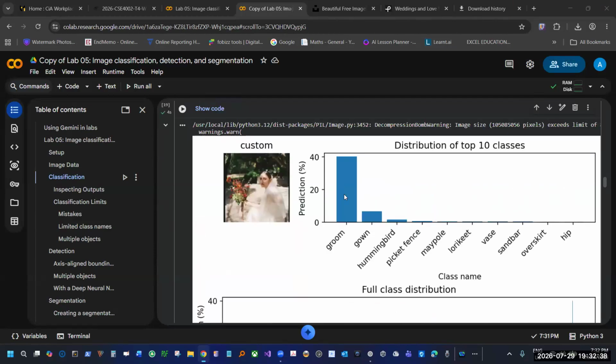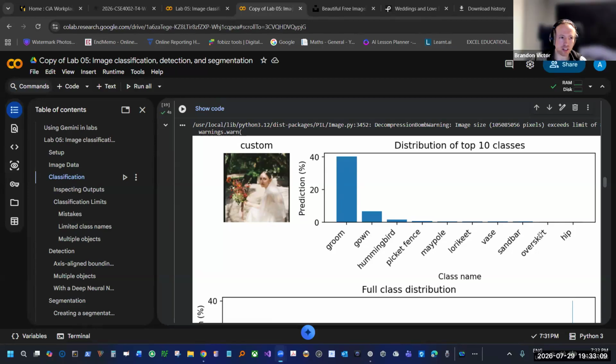I don't know if this is a language thing, but in English the woman is called the bride and the man is called the groom. So this means the higher prediction is on the groom, as this is identified as a groom, rather than gown or hummingbird or something.